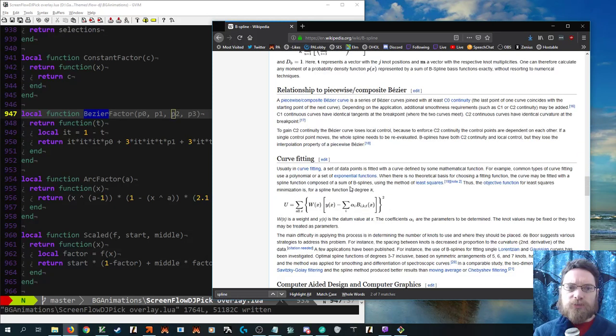Oh, piecewise composite Bezier curve. Last point coincides with the starting point. This is kind of what I was thinking, I guess. Loses local control. Dependent on each other. Whole spline needs to be reevaluated. They lose the interpolation property of a piecewise Bezier.